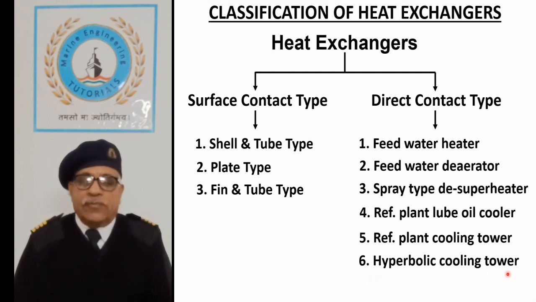Hyperbolic cooling towers. Similarly, direct contact heat exchangers are vastly used on land in large thermal power plants as hyperbolic cooling towers, where air naturally flows over the sprayed cooling water and takes away the heat.